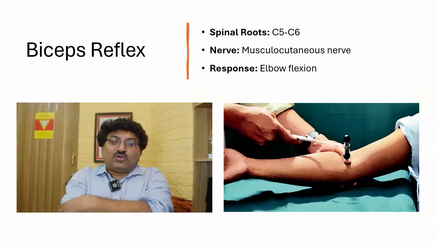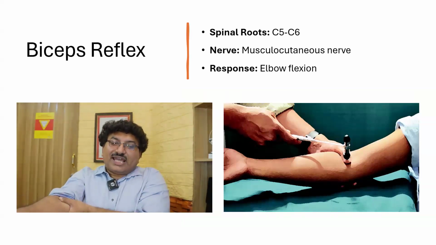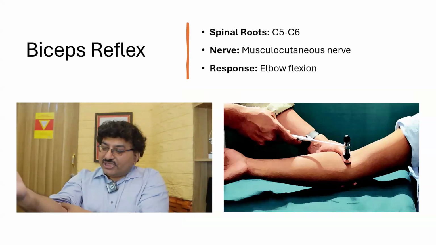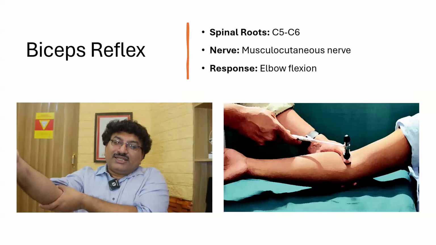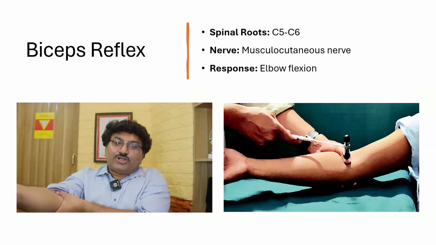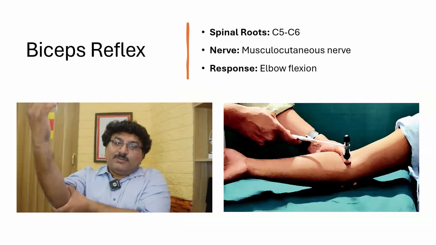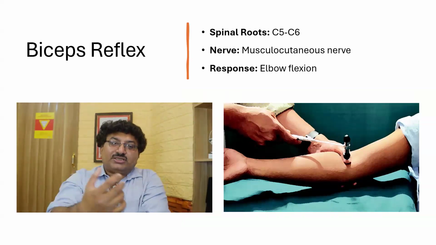So we put a finger over the biceps tendon, the long tendon of the biceps, which is actually attaching to the radial tuberosity. Like this, you put the hand, usually with a thumb, and you strike. The hand should be free, and you strike with it. It is mediated by the musculocutaneous nerve, and the response is elbow flexion.